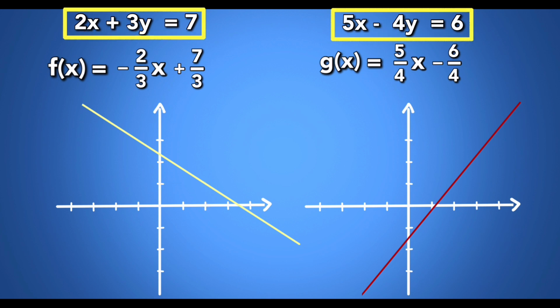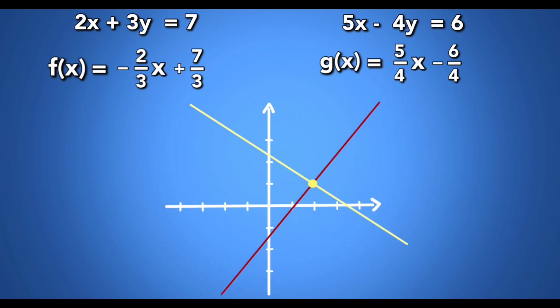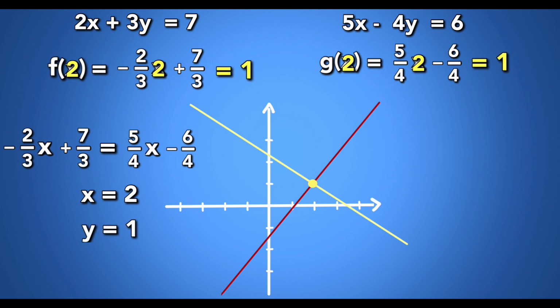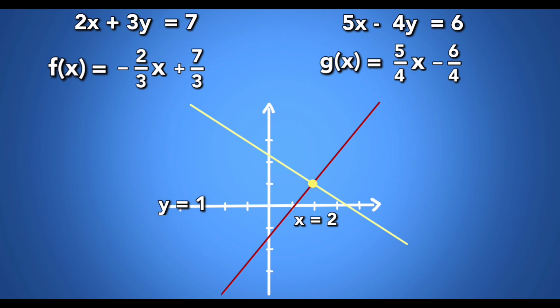So that both conditions are satisfied at the same time, the point has to lie on both lines simultaneously. That is exactly where they intersect. So we are looking for the intersection point of f and g. That is the x where the function values are equal. Let's write out the functions and solve for x. So we first get this, and ultimately x equals 2. Plugging this into one of the functions, we get y equals 1. So the intersection point is at x equals 2 and y equals 1.